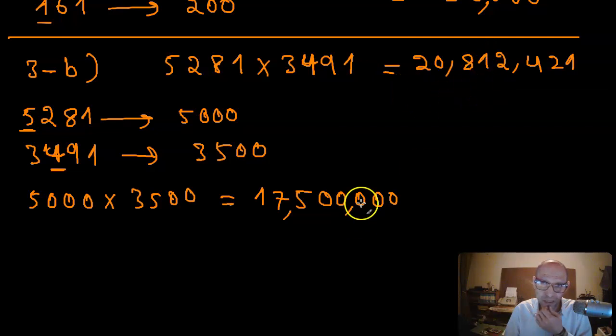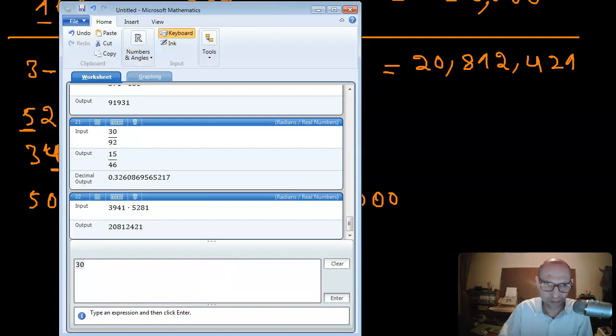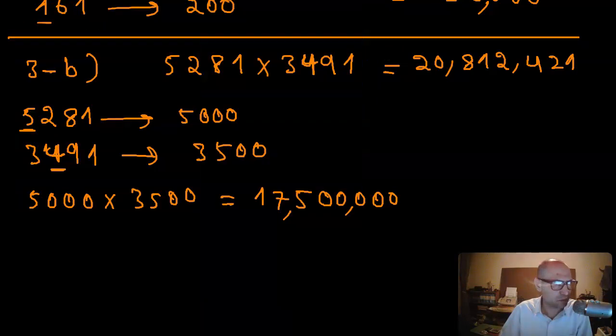So you see there is a difference of about 3 million in the answer. And that's 3 million out of 20 million, right? That's 3 out of 20, which is about 15%, which is still a good enough estimate. Okay, so that's all about that.